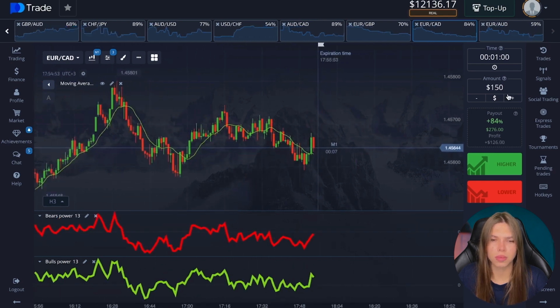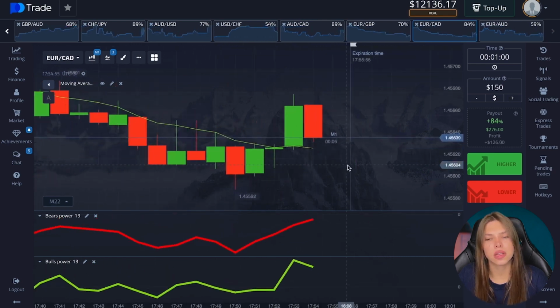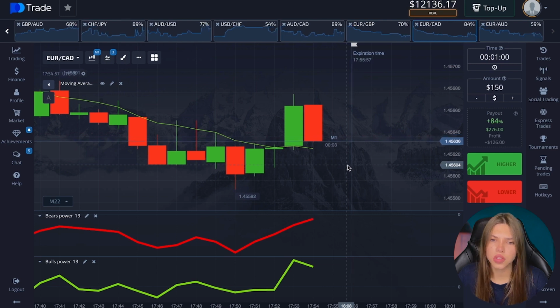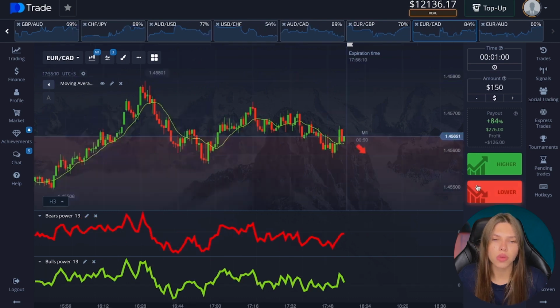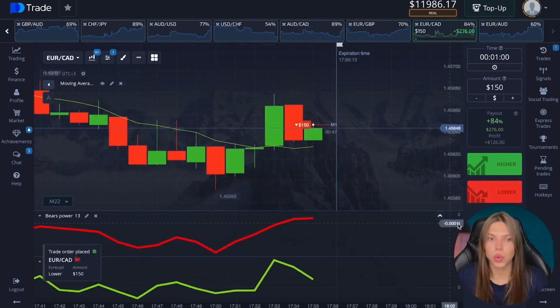We will return the balance, and here we see a decrease in all candles. The bulls have turned around a lot and the bears are now going down. Let's trade it on a rollback. The deal is open, so let's watch.